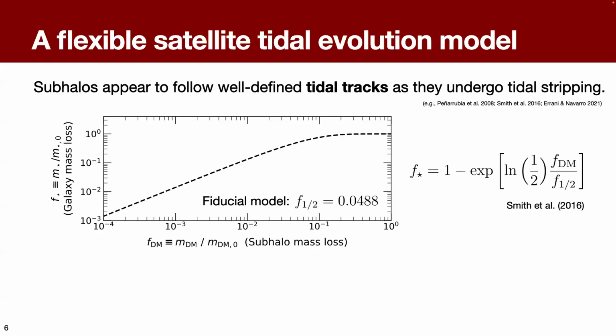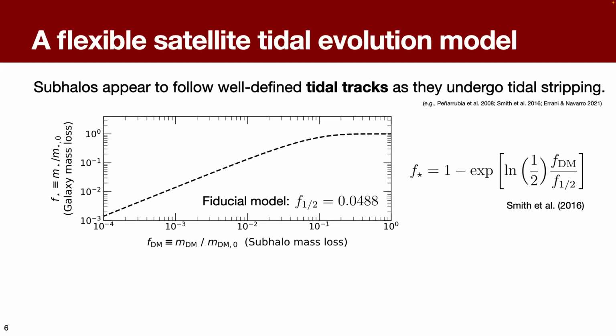Great. And the Smith et al. study found that the galaxies that they looked at in their simulation were best described by an f_1/2 value of about 0.05. So that's the value that we use in our fiducial model.